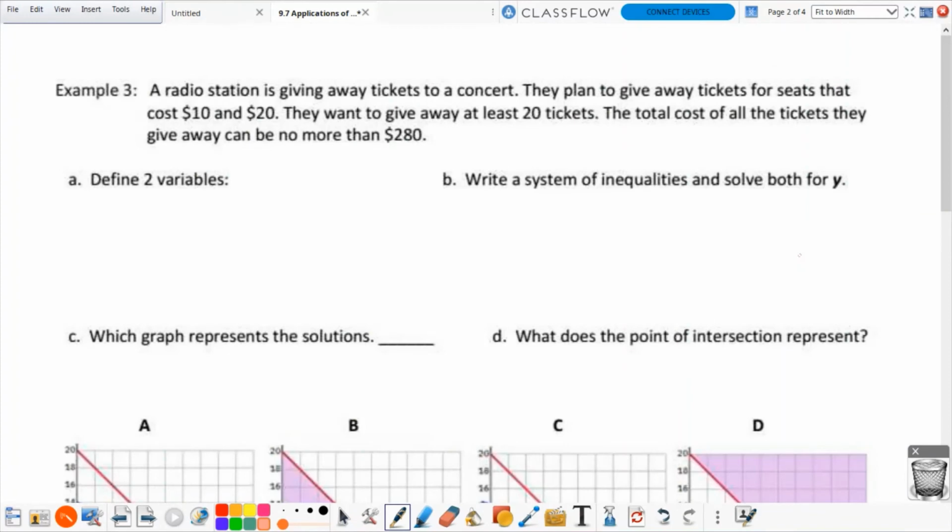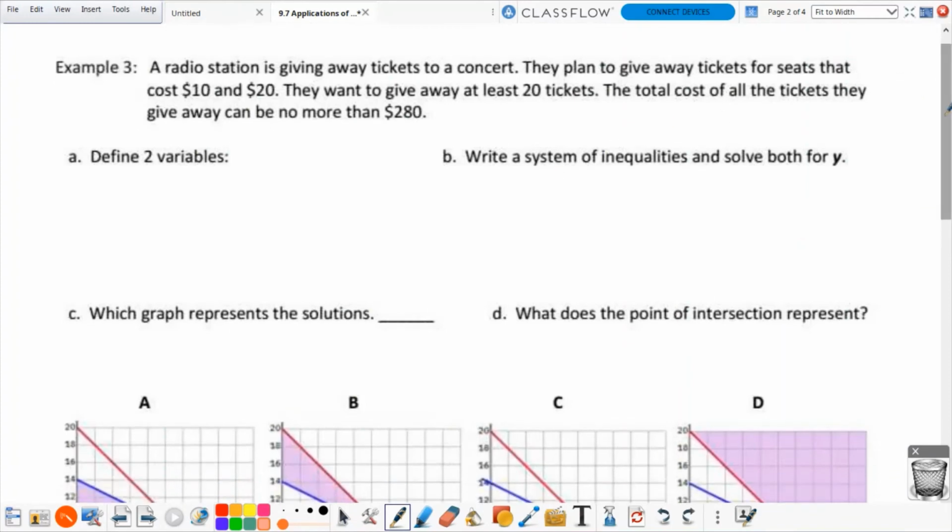All right, so we've got one more example. This is example 3. It says a radio station is giving away tickets to a concert. They plan to give away tickets for seats that cost $10 and $20, and they want to give away at least 20 tickets. So at least 20 tickets means that they can give away more than 20, but they want to give away at least 20. So that's going to be greater than or equal to.